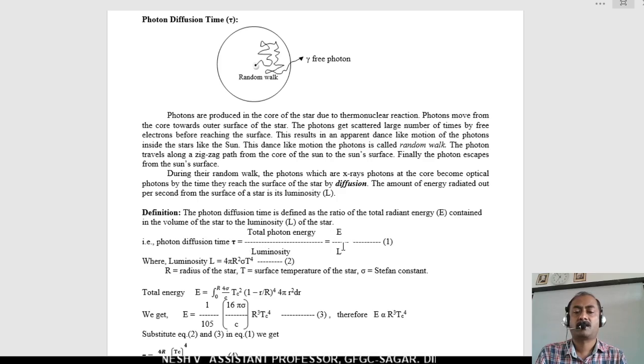Here the total energy is E, luminosity is L. Let it be equation 1. Here we know that the luminosity of the star is given by the formula L equals 4 pi R squared into sigma T to the power 4. Let it be equation 2. Here in this equation, R is the radius of the star and T is the surface temperature of the star and sigma is the Stefan's constant.